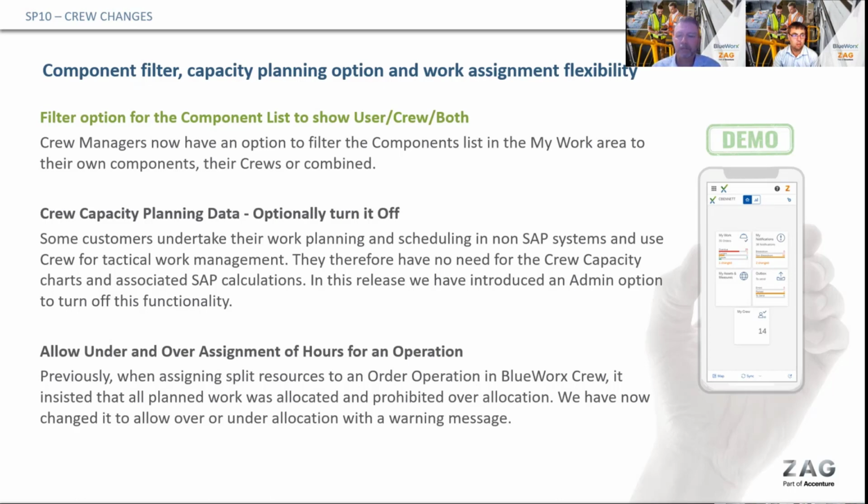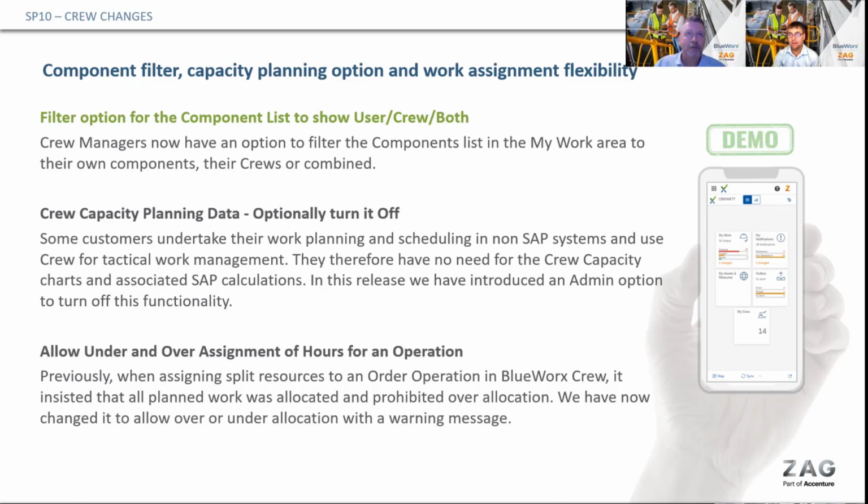And the third option is that prior to Support Pack 10, you had to perfectly allocate the work. If you were doing split assignments down at an operational level to multiple users, so you had 10 hours, you had to allocate 10 hours. We were forcing you to do that. It was a little bit heavy-handed. We're now allowing you to under-assign it or over-assign it because, in the real world, that happens.